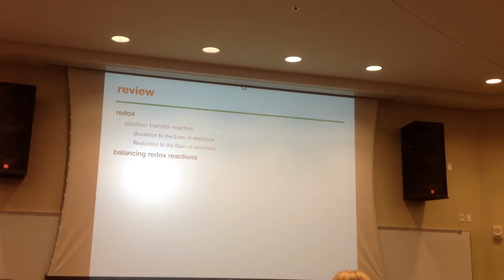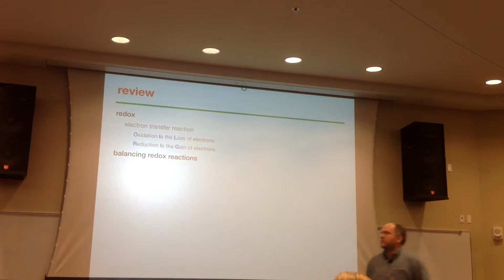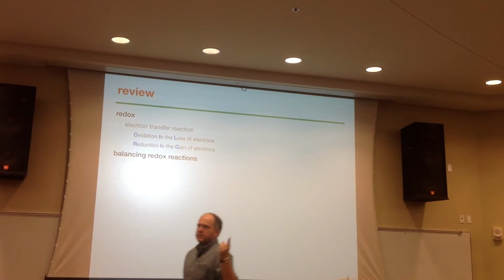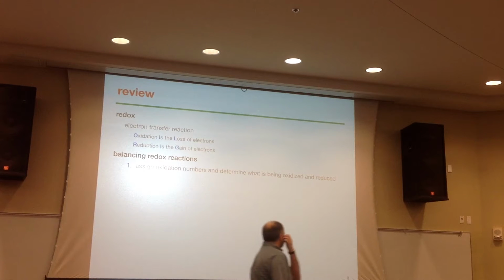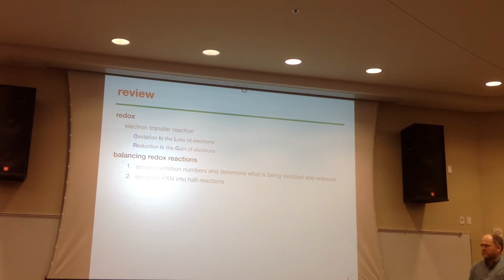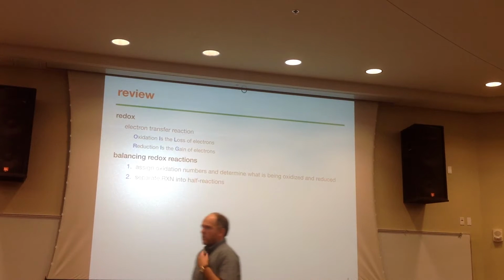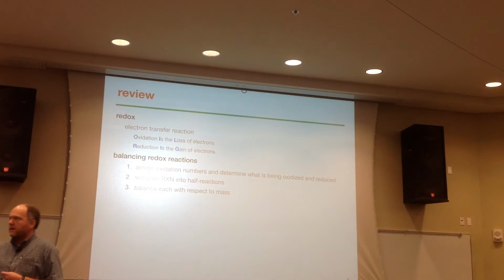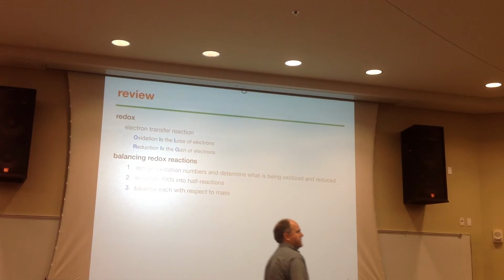Balancing redox reactions, you don't need to write this down because I've got this exact same set of instructions on the PDF that I posted this morning. Balancing redox reactions is the name of that one. I sent you a link through an e-learning announcement. So first step, we need to assign oxidation numbers and determine what is being oxidized and what's being reduced. Second, we need to separate the reaction into half reactions, one for oxidation, one for reduction. Then we need to balance each of the half reactions with respect to mass.